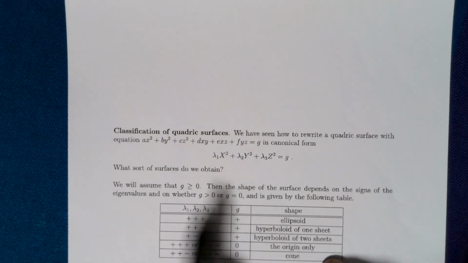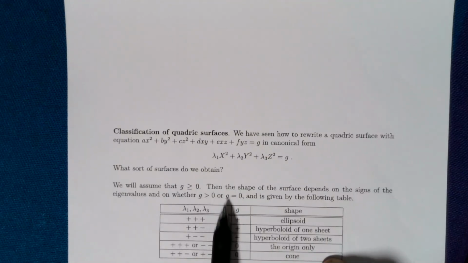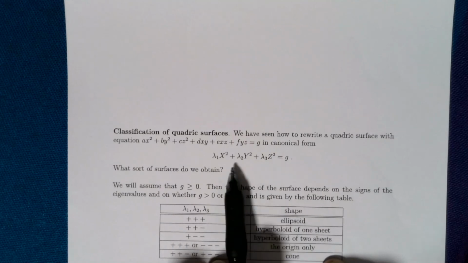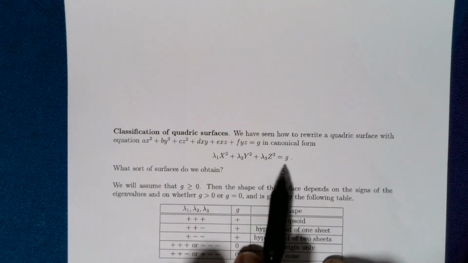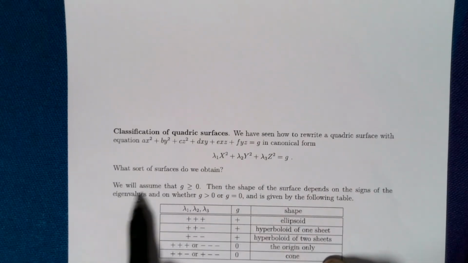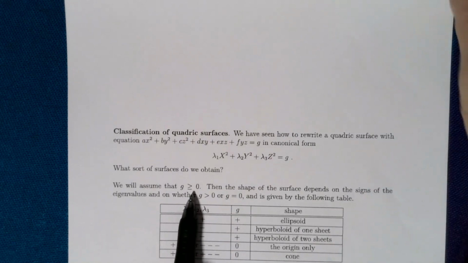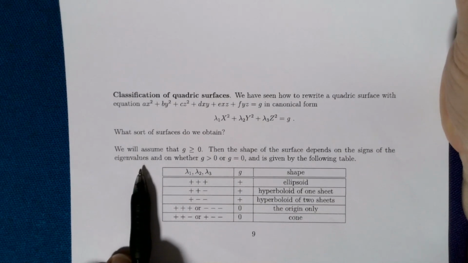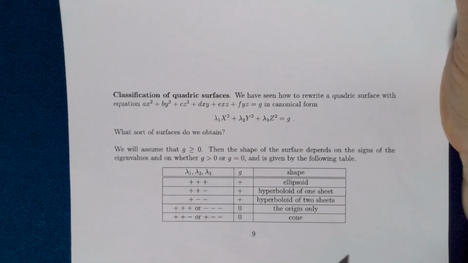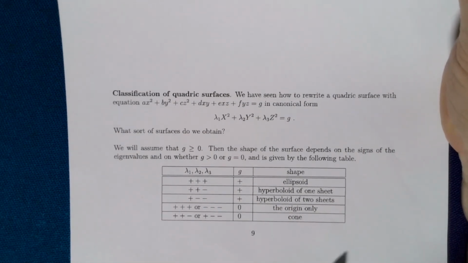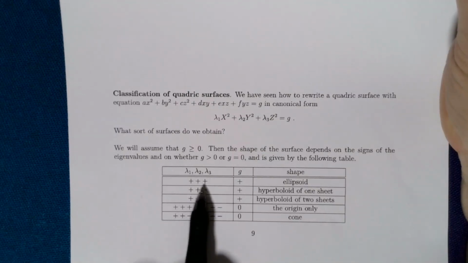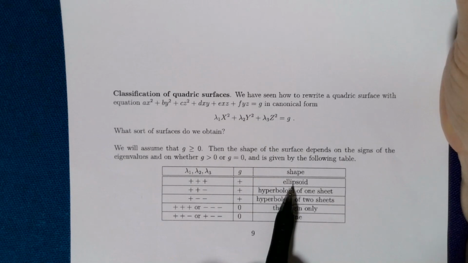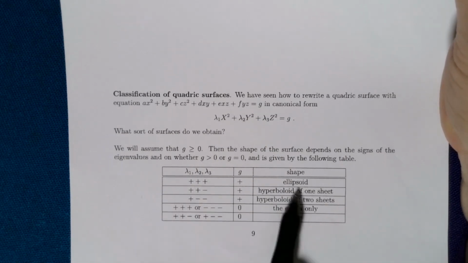Well, what sort of surfaces do we get? Well, I'm going to assume G is non-negative, otherwise you could have a sum of squares being 0 or negative. Then the shape depends on the signs of the eigenvalues and whether G is bigger than 0 or equal to 0. So if all the eigenvalues are positive, then obviously we're going to get an ellipsoid. If they're all equal, of course, we'll get a sphere.